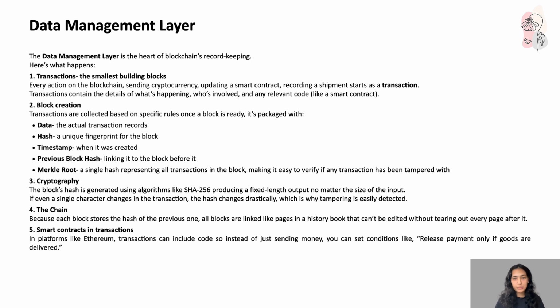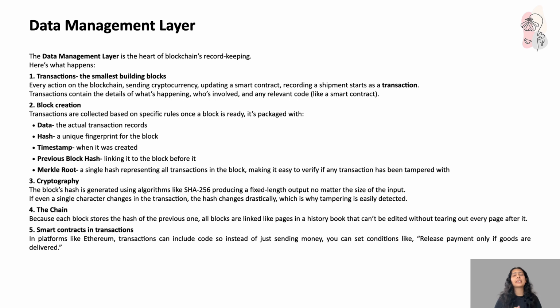Then coming to Merkle root. Merkle root is a single hash that represents all transactions in the block. In a way, it makes it easy to verify if any transaction has been tampered with. How? I'll talk about that next in cryptography. So the block hash is generated using different algorithms we use for block hashing. You see it's SHA-256. It produces a fixed length output no matter what the size of the input is. So even if a single character changes in the transaction, the hash changes drastically. So if the hash changes drastically, I know something has been done to the transaction. There is some tampering with the transaction, right?